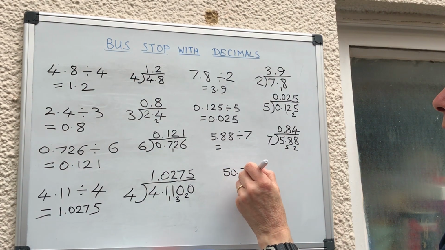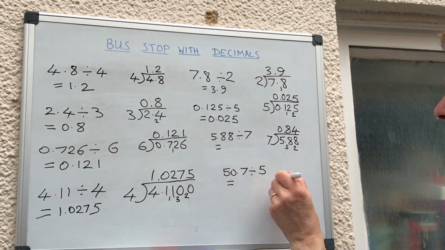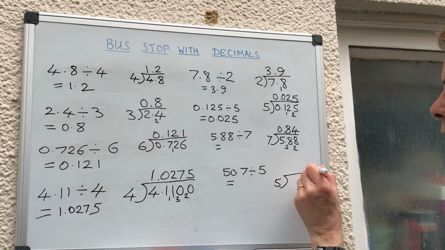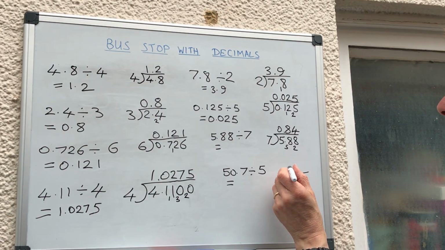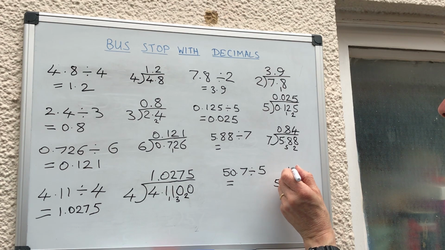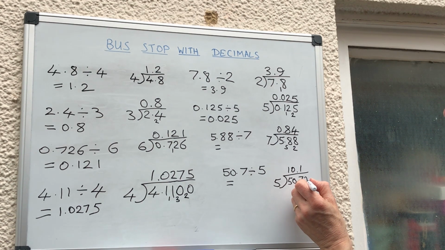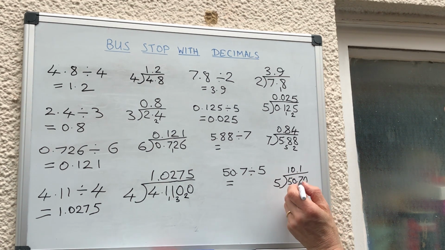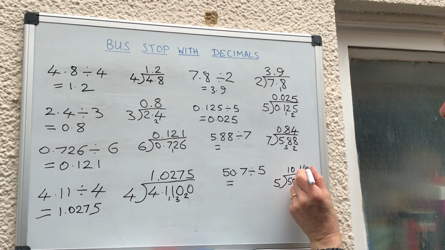50.7 divided by 5? So we do how many 5s in 50.7? How many 5s in 5? 1. How many 5s in 0? 0. How many 5s in 7 is 1, but we're not finished, so we're going to have to add another 0 there. So it was 1, remainder 2.